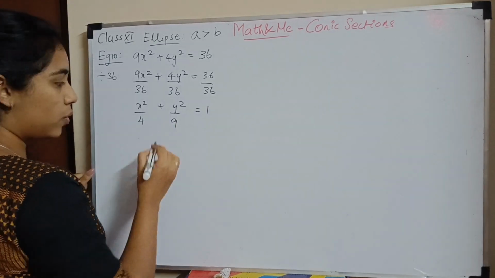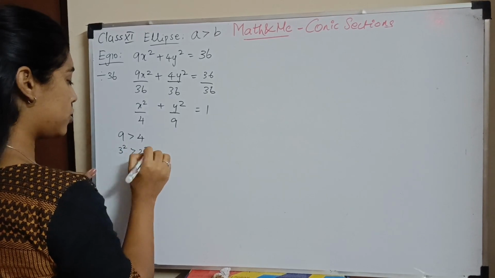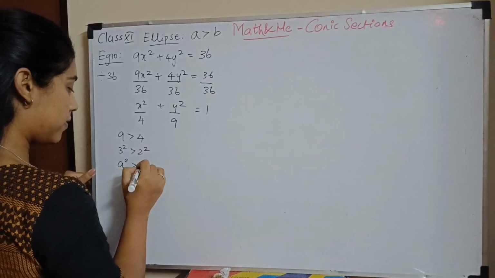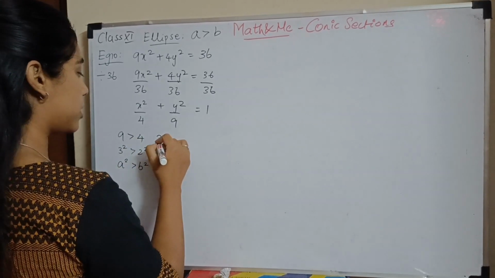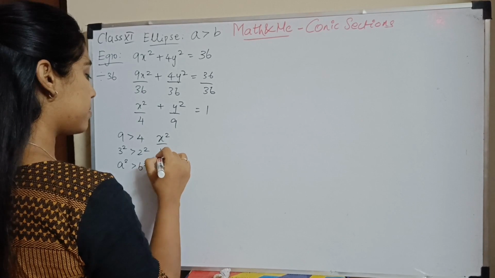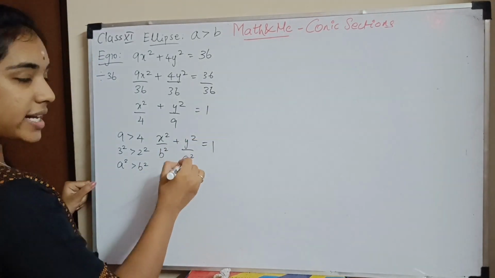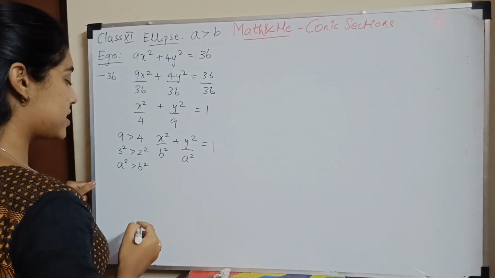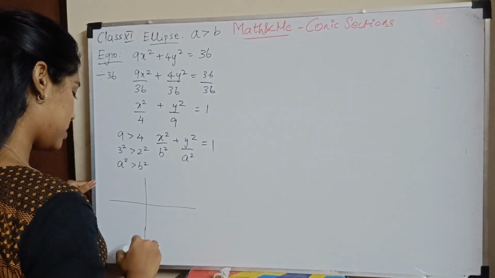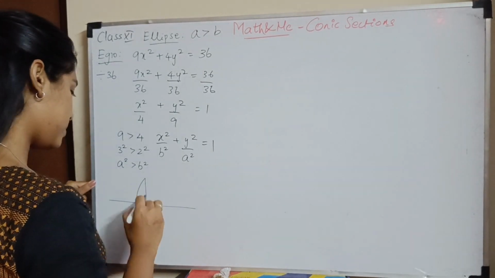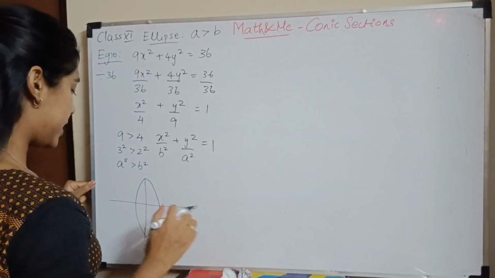So here, what do I see? 9 is greater than 4, which means 3 square is greater than 2 square. So my a square is always greater than b square. So which is my a square? On comparing, this is a square. So what will my general equation become? X square by b square plus y square by a square equals 1. So a is under y, which means the major axis is along the y axis. So how does my ellipse look like?